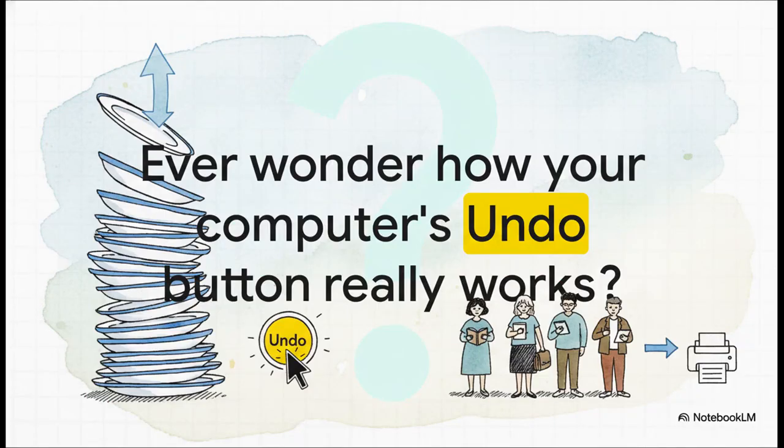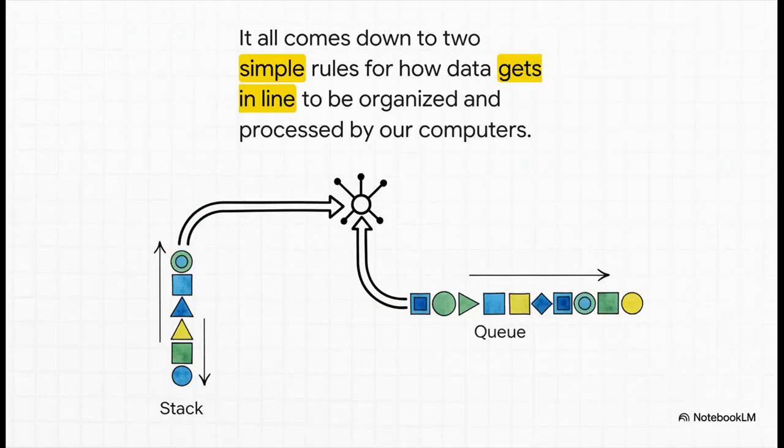So let me ask you this. You're working on something, you make a typo, and you hit undo, and bam, just like magic, your last action is gone. But have you ever stopped to think about how that actually works? How does your computer know what your last action was, and how does it keep track of everything in reverse? Well, the answer isn't some crazy, complicated algorithm. It's actually based on a very simple rule about how to organize things. Really, it's about how data gets in line. And today, we're going to break down the two main ways our technology does this.